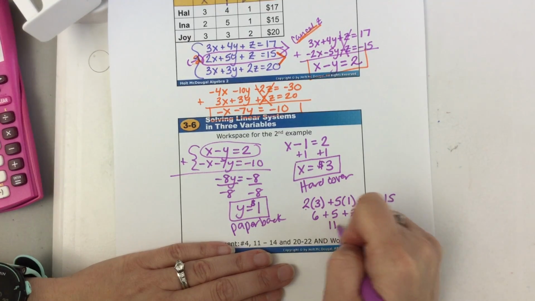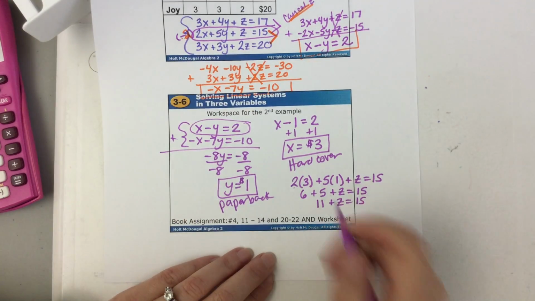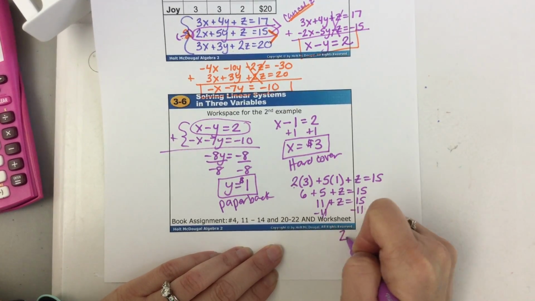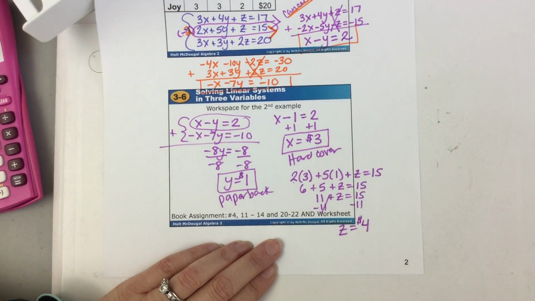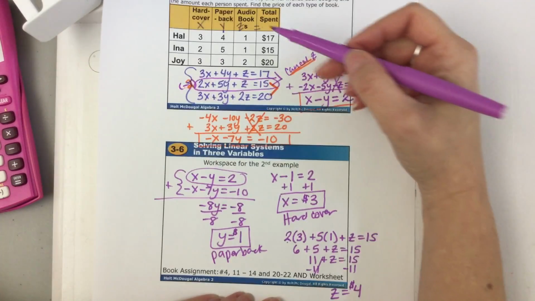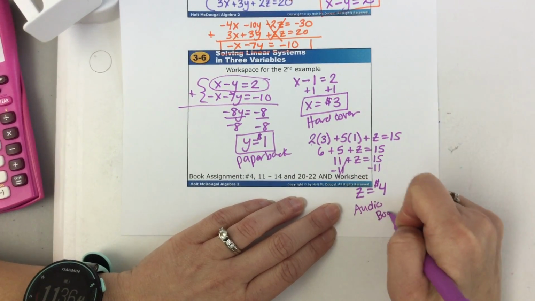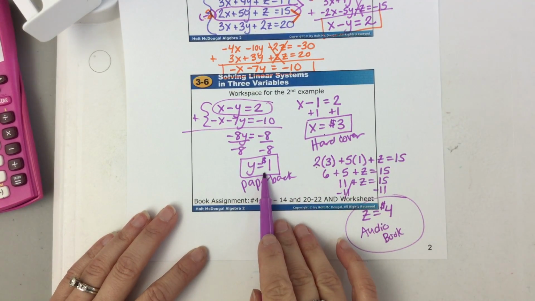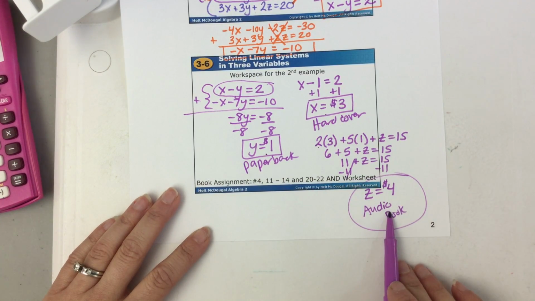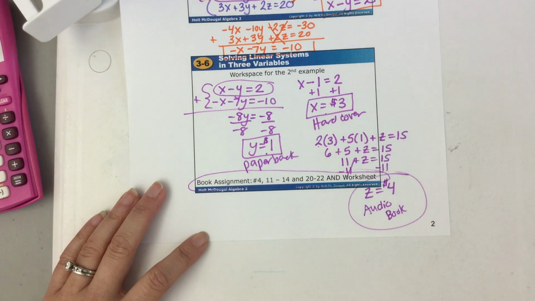6 plus 5 is 11, so 11 plus z is 15. To solve for z, I need to minus 11. So z equals 15 minus 11, which is 4. It is a cost, so I'll go ahead and label it with a dollar sign. z was audiobook. So at the book sale, if you want an audiobook, it's going to cost you $4. So we have hardcover books cost us $3, paperback book cost us $1, audiobook cost us $4.